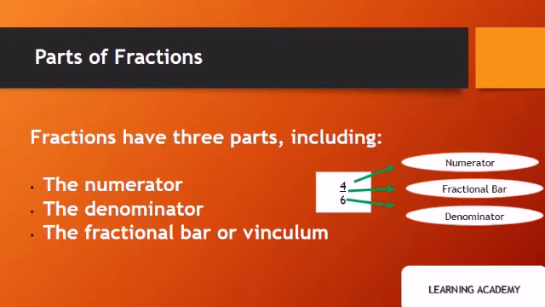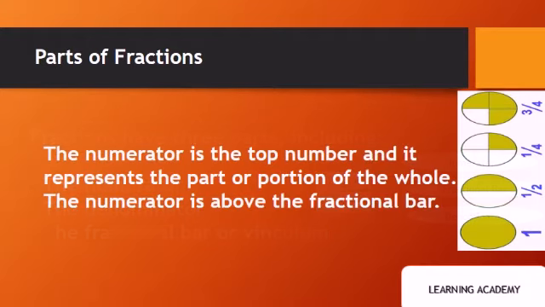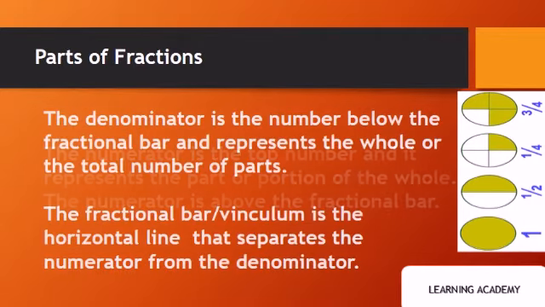There are three parts of a fraction: the numerator, the denominator, and the fractional bar or vinculum. The numerator is the top number and it represents the part or portion of the whole that you have. The numerator is above the fractional bar. It is very important for you to be able to identify all three parts of the fraction.